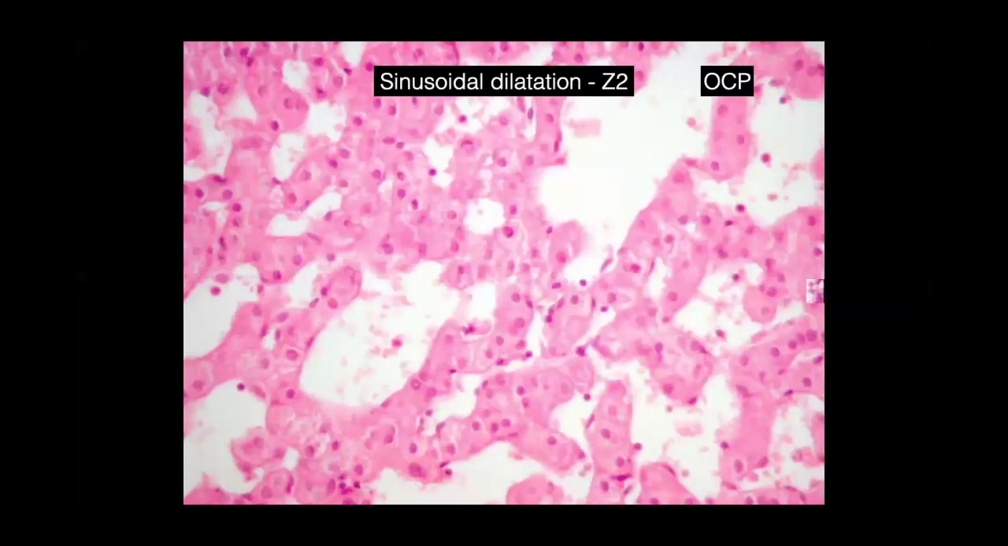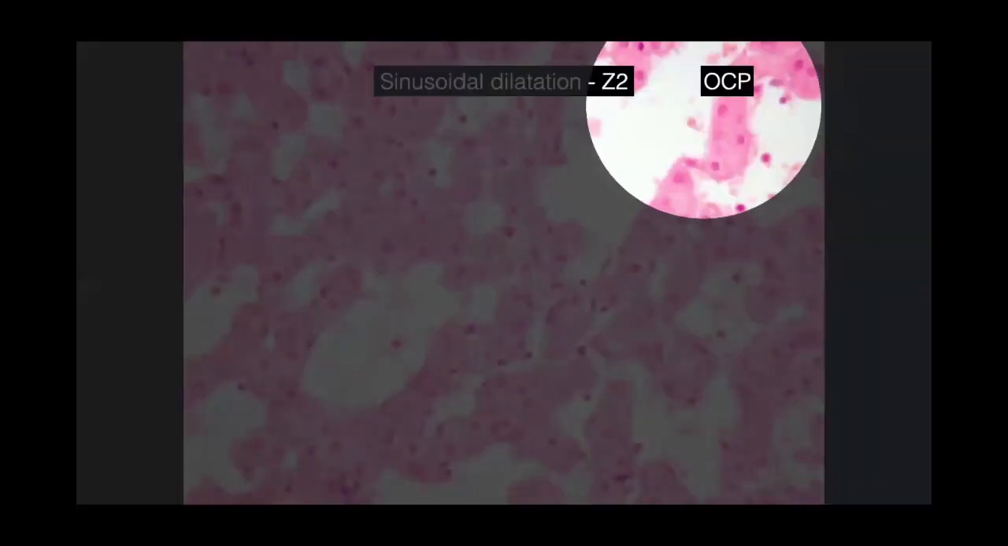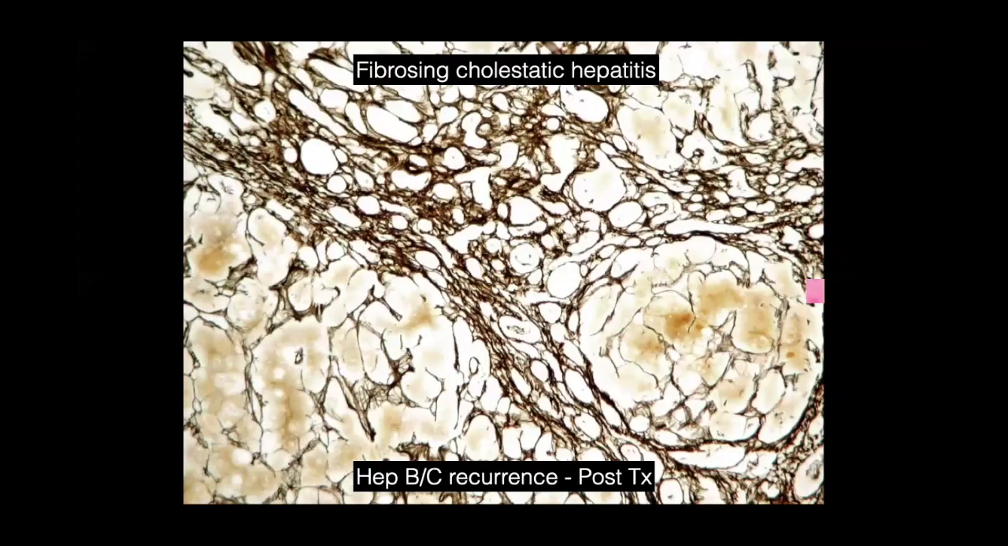Here you can see extensive sinusoidal dilatation. Okay, and this is a case of oral contraceptive intake. And this is the condition where I told you to think of hepatitis B or hepatitis C recurrence in a post-transplant setting.